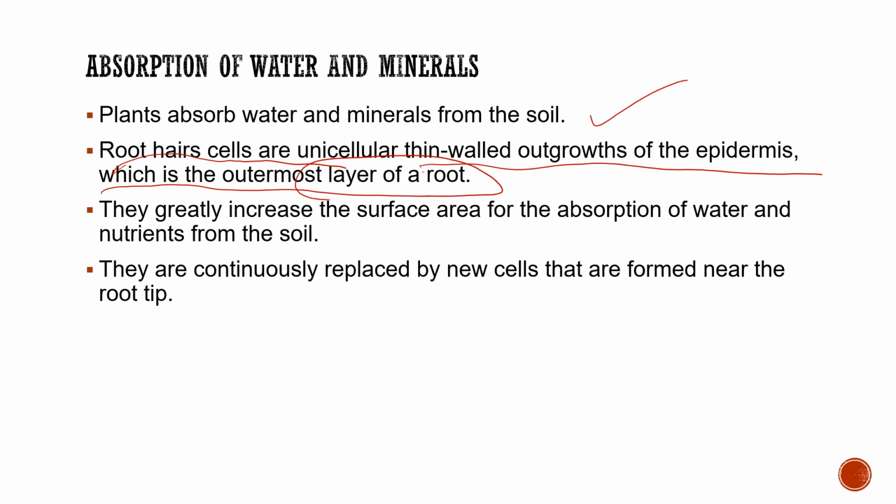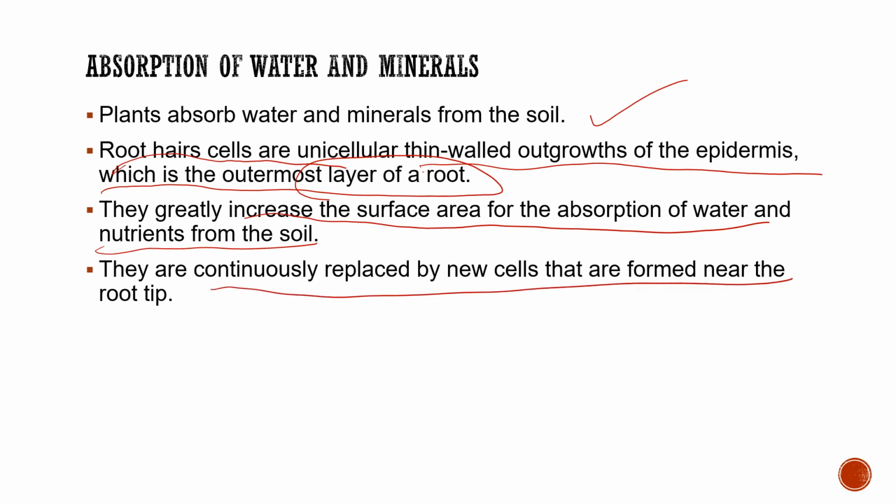They greatly increase the surface area for the absorption of water and nutrients from the soil, and they are continuously replaced by new cells that are formed near the root tips. These are the root hair cells, which are unicellular, thin-walled outgrowths of the epidermis in the outermost layer of the root.